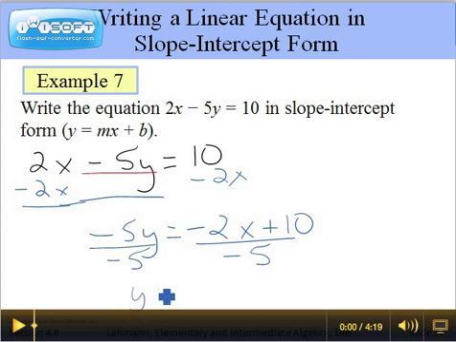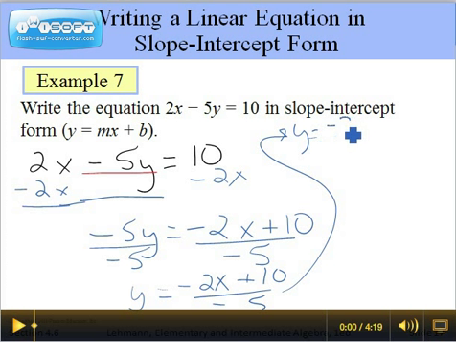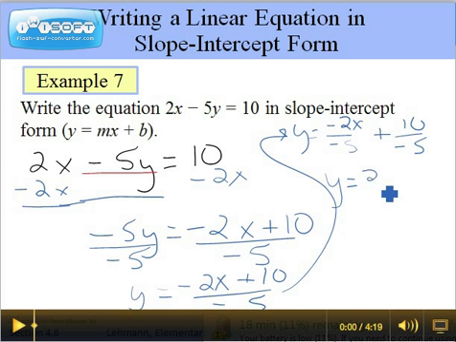So I get y is equal to negative 2x plus 10 over negative 5. And I can distribute this negative 5 through the addition. So I would end up with y equaling negative 2x over negative 5 plus 10 over negative 5, which will leave me with y equaling 2 over 5x minus 2. So in slope-intercept form, I have y equaling 2 over 5x minus 2.